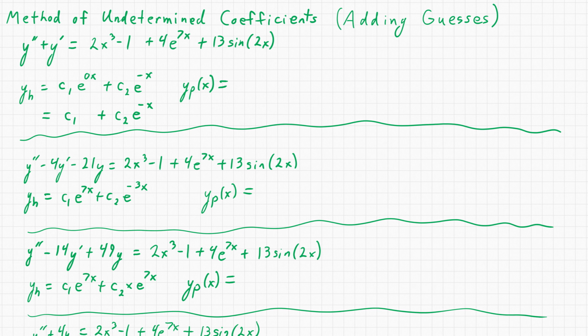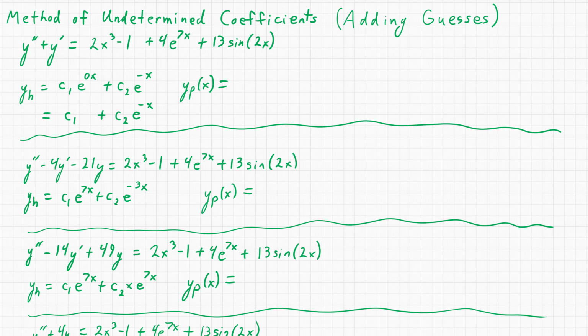Here are 4 examples on adding guesses together for the method of undetermined coefficients, and these are the times when you have to modify them. So this first one, we have y double prime plus y prime equals 2x cubed minus 1 plus 4 e to the 7x plus 13 sine of 2x. By the way, the right-hand side is the exact same in all 4 of these examples as we go down. It's the ODE on the left-hand side of the equation that's changing, which changes the homogeneous solution, and that actually determines what you guess for y particular, in addition to what's over here.